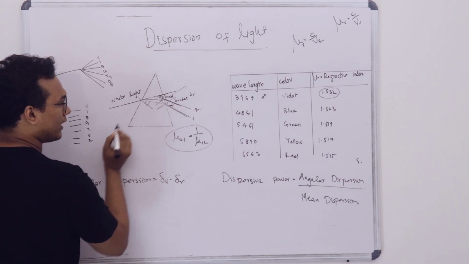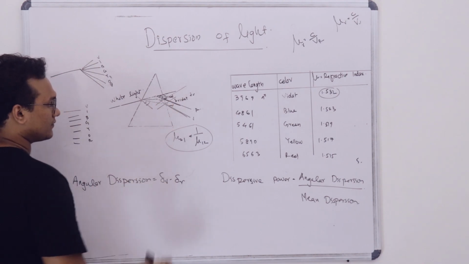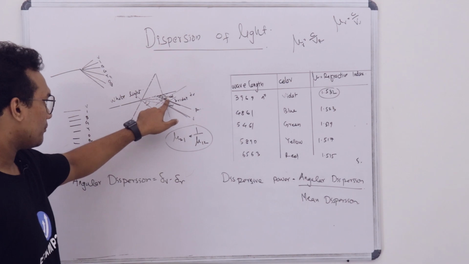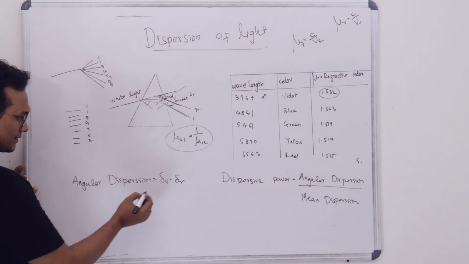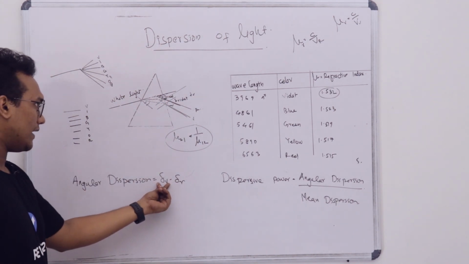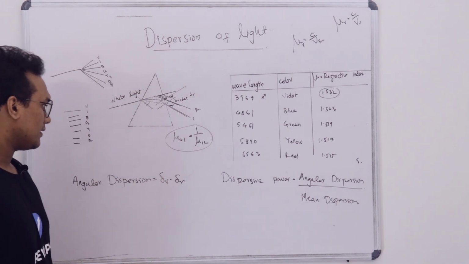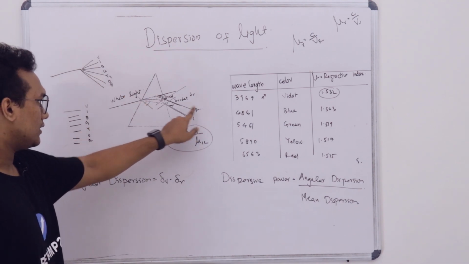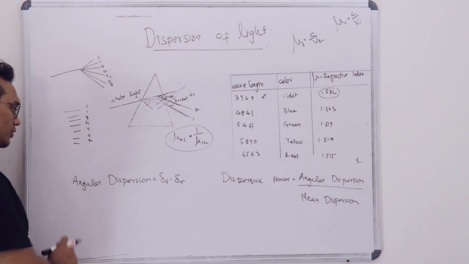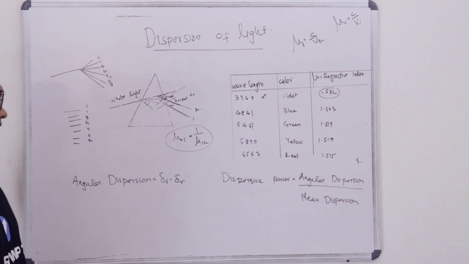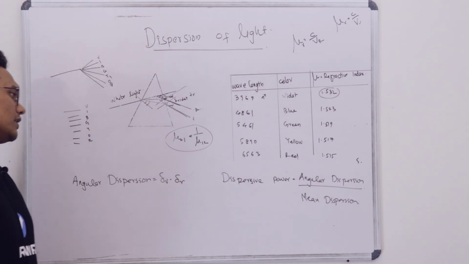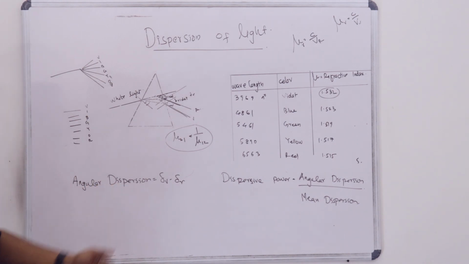That is nothing but the whole angle, this subtracted by this. That is, the deviation of violet is larger, and that minus the deviation of red is equal to angular dispersion. Or I can say when the deviation of red is subtracted from the deviation of violet, that is the angle of dispersion.